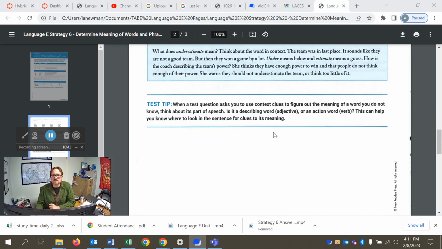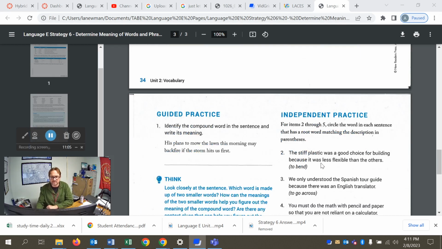Okay, the test tip says when a test question asks you to use context clues to figure out the meaning of a word you do not know, think about its part of speech. So yeah, try to determine, is it a noun? Is it an adjective? Is it a verb? Is it an adverb? Or is it a describing word, an adjective, or an action word, verb? This can help you know where to look in the sentence for clues to its meaning.